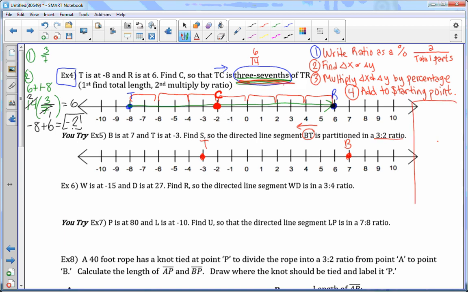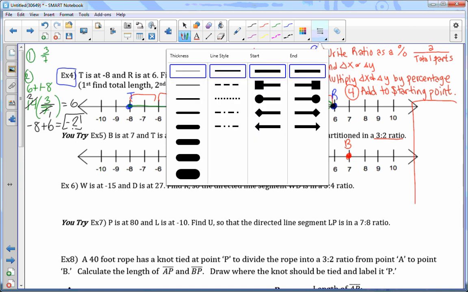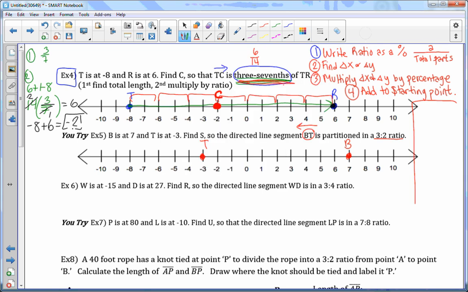Okay, I'm going to work this one over here. First step, write the ratio as a percentage. 3 to 2 is not a percentage of the way over. Well, how many parts are there? 5. And those are going to move first. 3. We're first going to move from B to the left 3 units, and then that would be the perfect spot to have exactly 2 units remaining until the endpoint T. So for step 1, we're going to go 3 of 5.